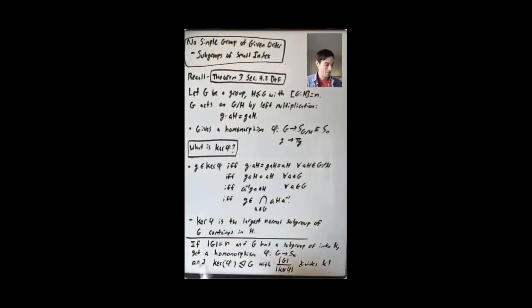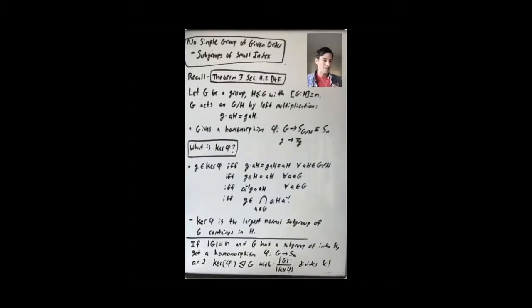Okay, so if G has order n and G has a subgroup of index k, we get a homomorphism from G to S_k. And the kernel of this homomorphism is a normal subgroup of G. And we know by the first isomorphism theorem that G modulo this kernel is isomorphic to a subgroup of S_k. So in particular, the order of G modulo this kernel, which is the order of G divided by the order of the kernel, divides k factorial.